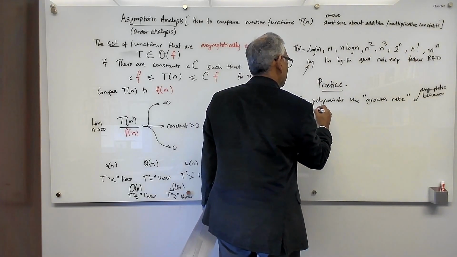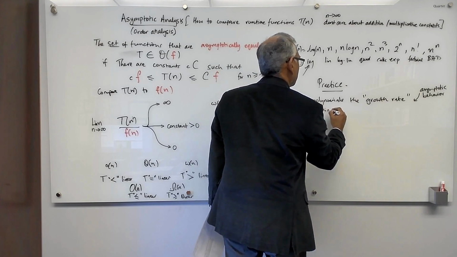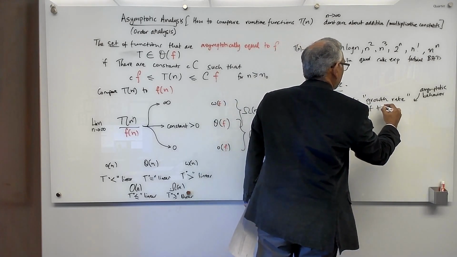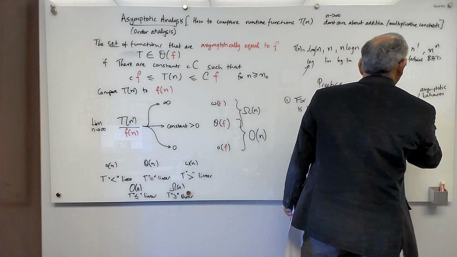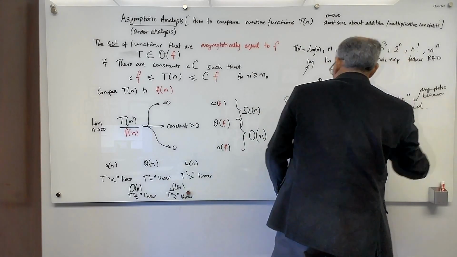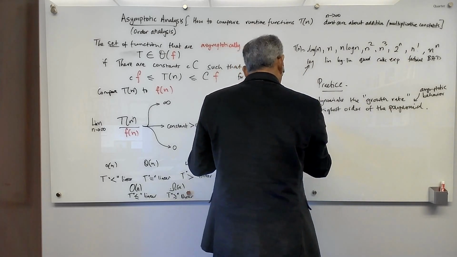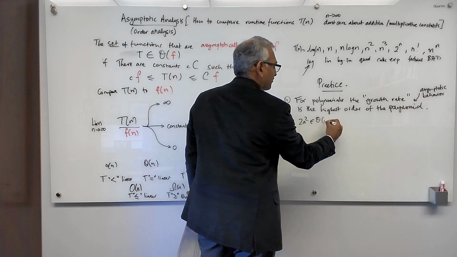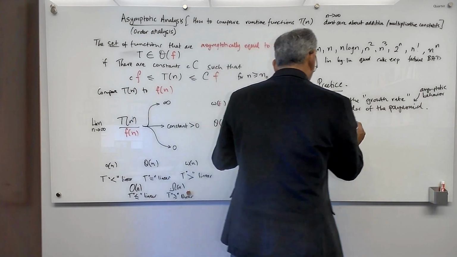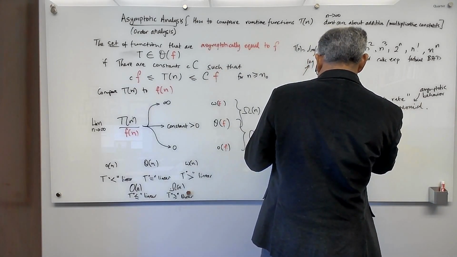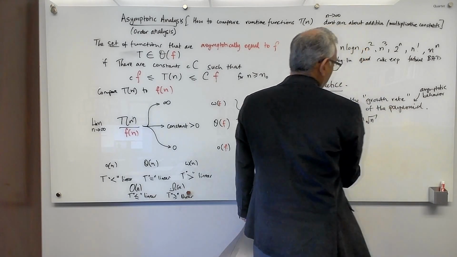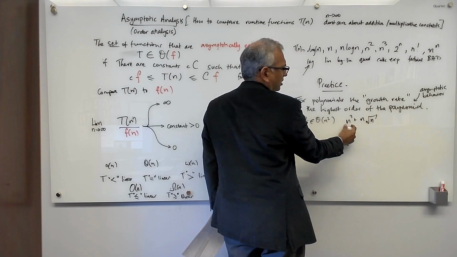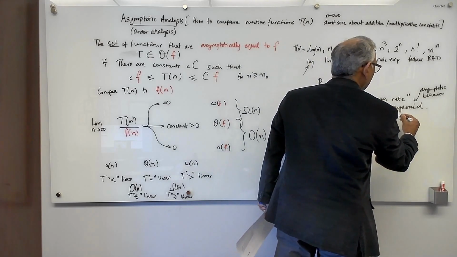It is the highest order of the polynomial. So examples. Okay, 2n squared is in the set theta of n squared. Okay, n cubed plus n root n. So this is a polynomial. The order here is 3/2. The order here is 3. So this is in theta of n cubed.